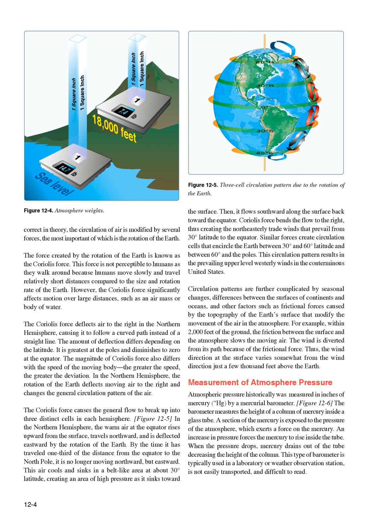Figure 12.6, the barometer measures the height of a column of mercury inside a glass tube. A section of the mercury is exposed to the pressure of the atmosphere, which exerts a force on the mercury. An increase in pressure forces the mercury to rise inside the tube. When the pressure drops, mercury drains out of the tube, decreasing the height of the column. This type of barometer is typically used in a laboratory or weather observation station, is not easily transported, and is difficult to read.